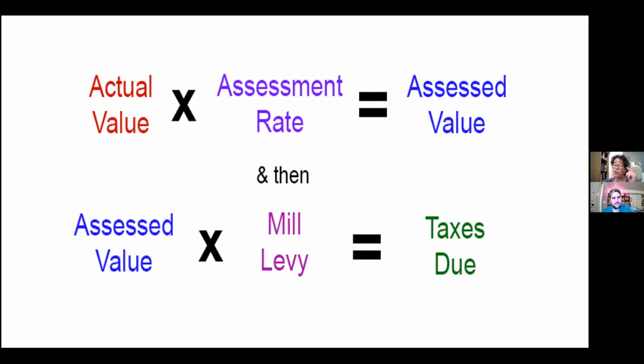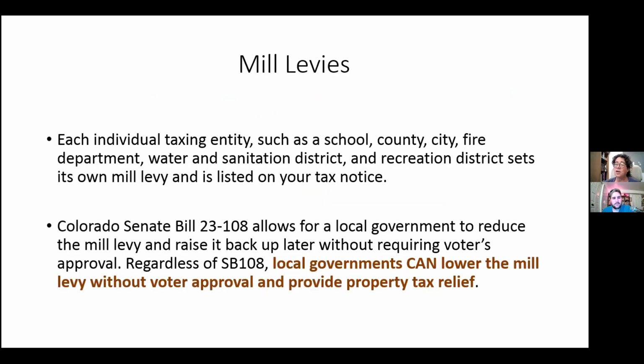And I realize now I should have probably lined the slides up a little bit differently, but it's okay. We're just going to go back to here to talk about those mill levies. That was part of that equation. So again, each local taxing entity, like school district, county, city, fire district, all of those, even metropolitan districts, set their own mill levy. And that's listed when you go to the county website and you're looking up your property value and then go to the link about the taxes.